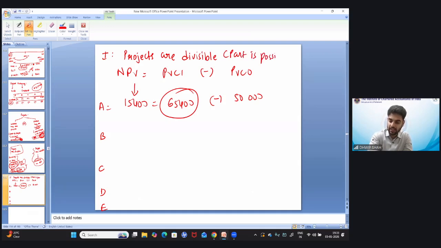So when projects are divisible, can I say I have to do the rankings based on PI calculation, and in simple terms based on NPV per 1 rupee of outflow? Okay? In both, the ranking will come the same, don't worry. Okay? So let's solve first by using the PI index. Okay? Now let's solve.